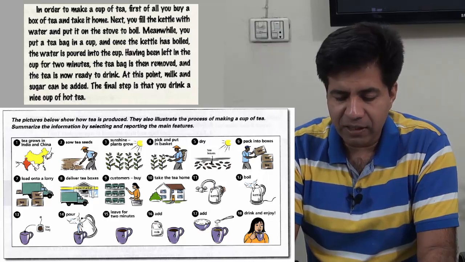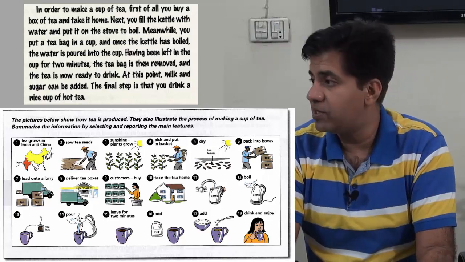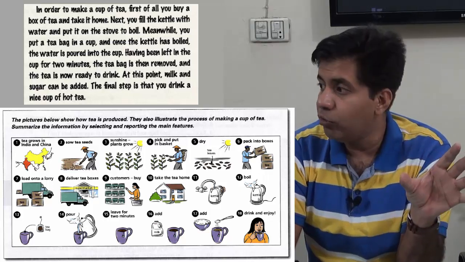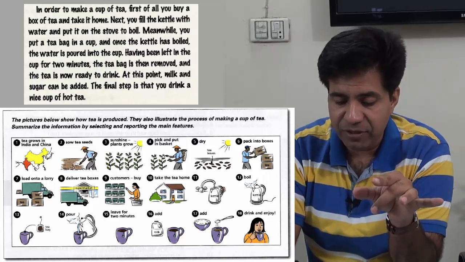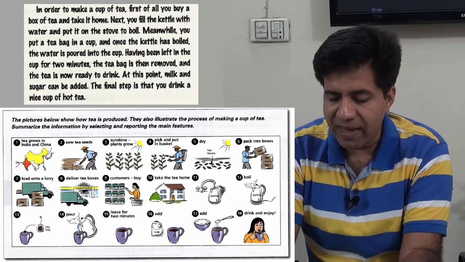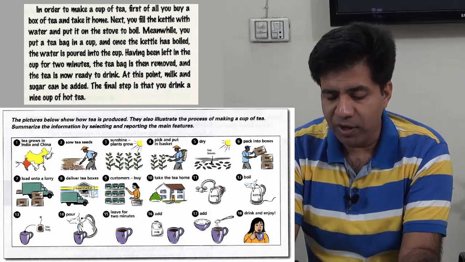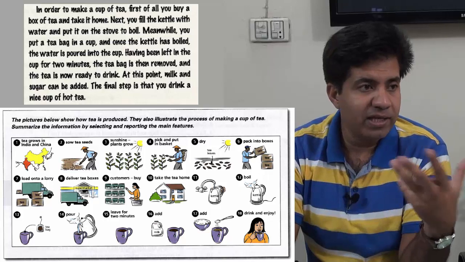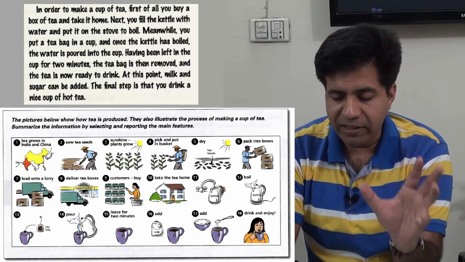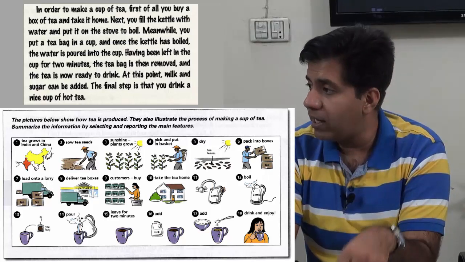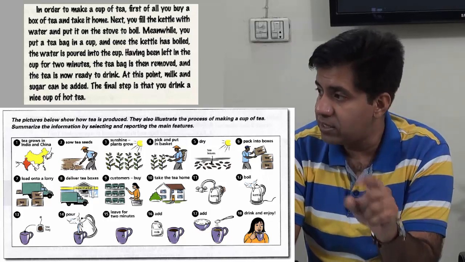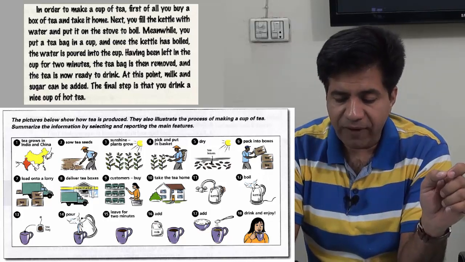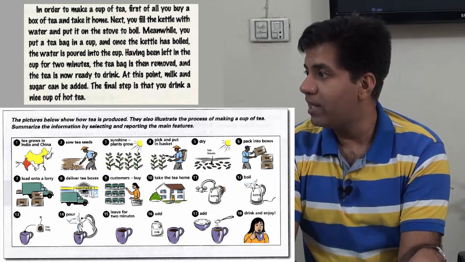Having been left in the cup for 2 minutes. They wrote leave the cup for 2 minutes. So having been left in the cup for 2 minutes, the tea bag is then removed and the tea is now ready to drink. At this point, milk and sugar can be added. It's up to you. Some people like tea with milk, some like without milk. So the words like at this point, in the meanwhile, after this, they are important. The final step is that you drink a nice cup of hot tea and enjoy as well, right?